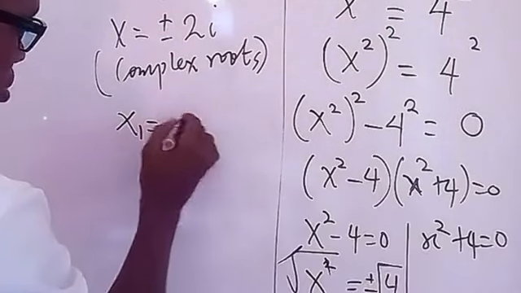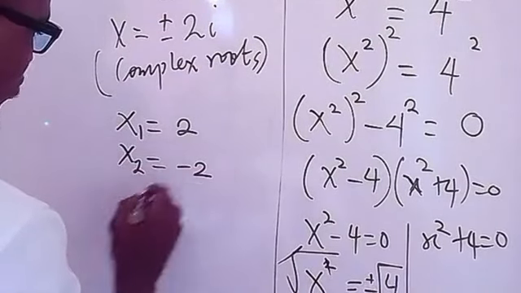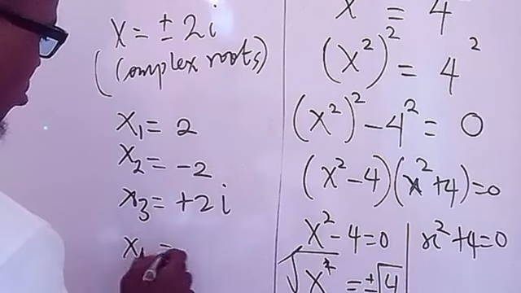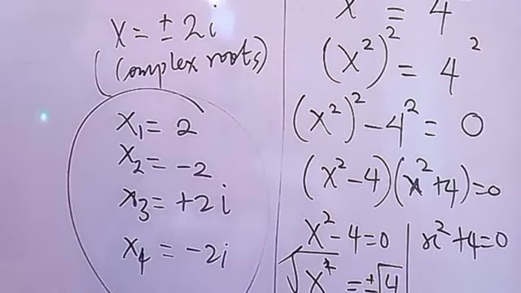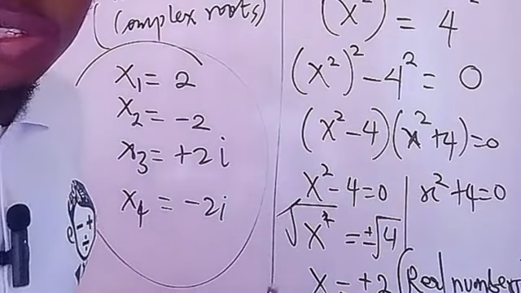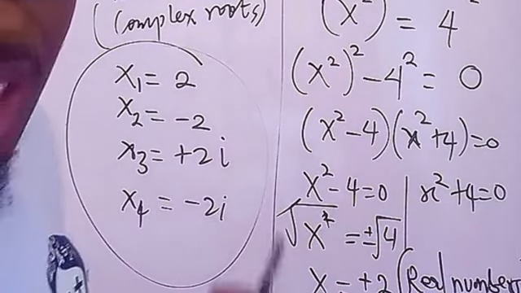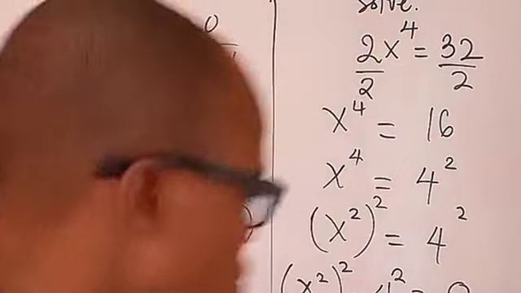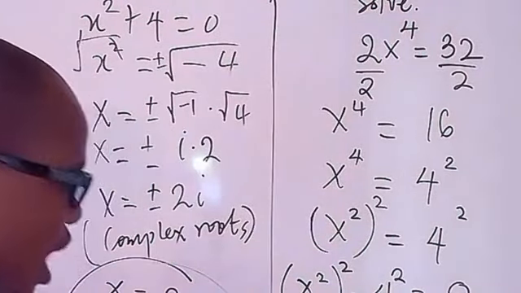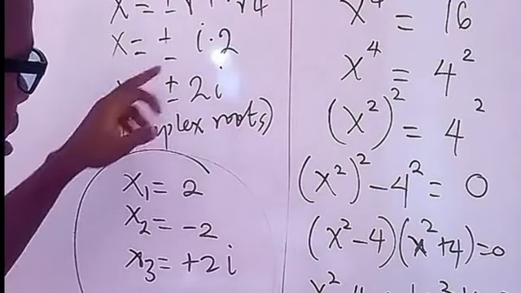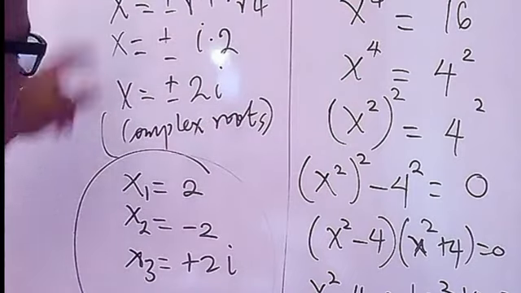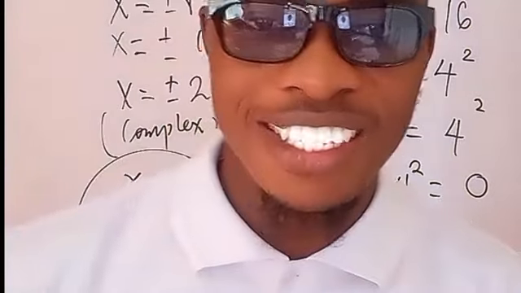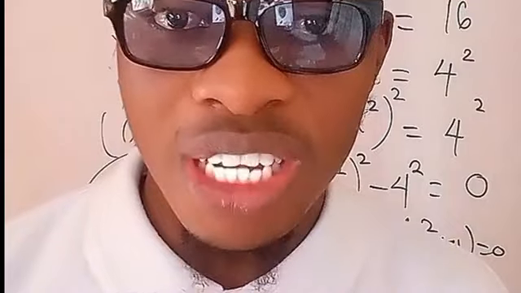So now, according to what we see, we have x1 to be 2, x2 to be minus 2, x3 to be plus 2i, then x4 to be minus 2i. So these are the 4 possible solutions of x. Alright, that is that. But if they ask you to find the real solutions, you just have to stop here. Once you check that this is not real, we reject this one and we accept just the real ones. And that is the end of the class. I believe you understand everything I mentioned.